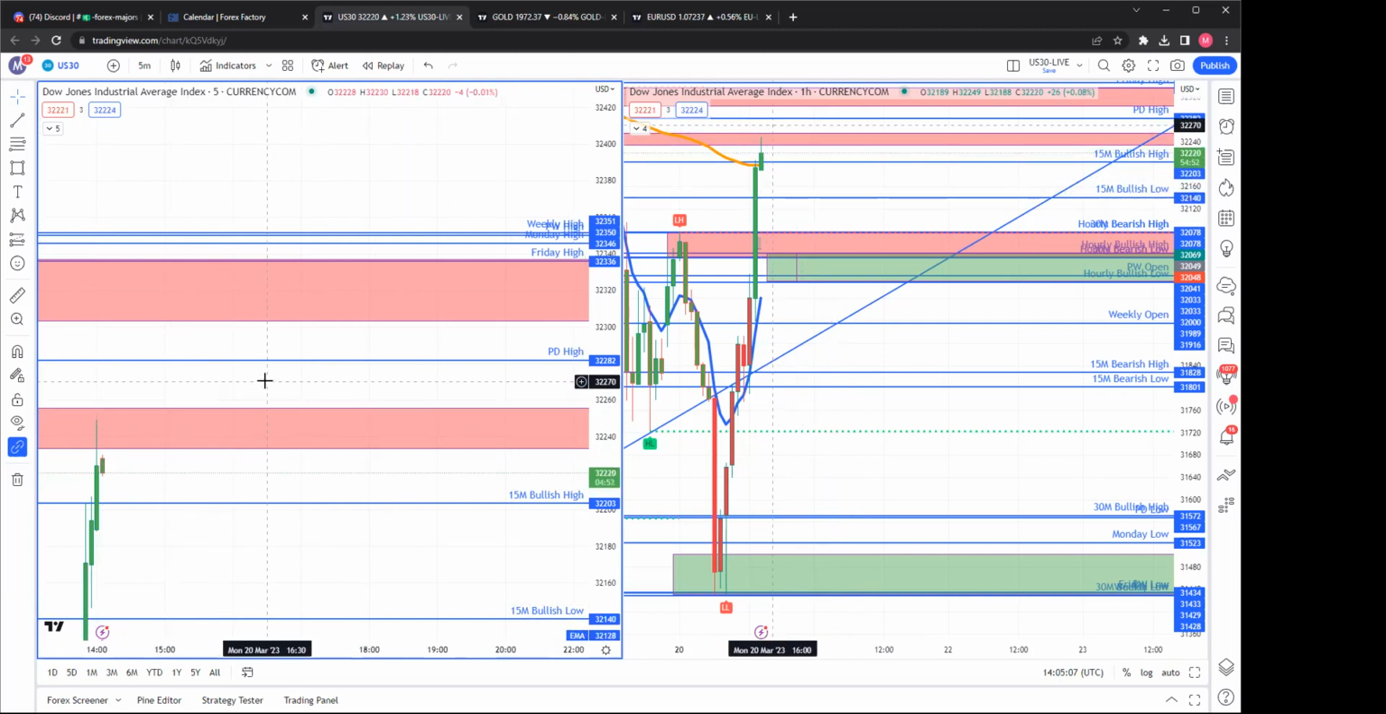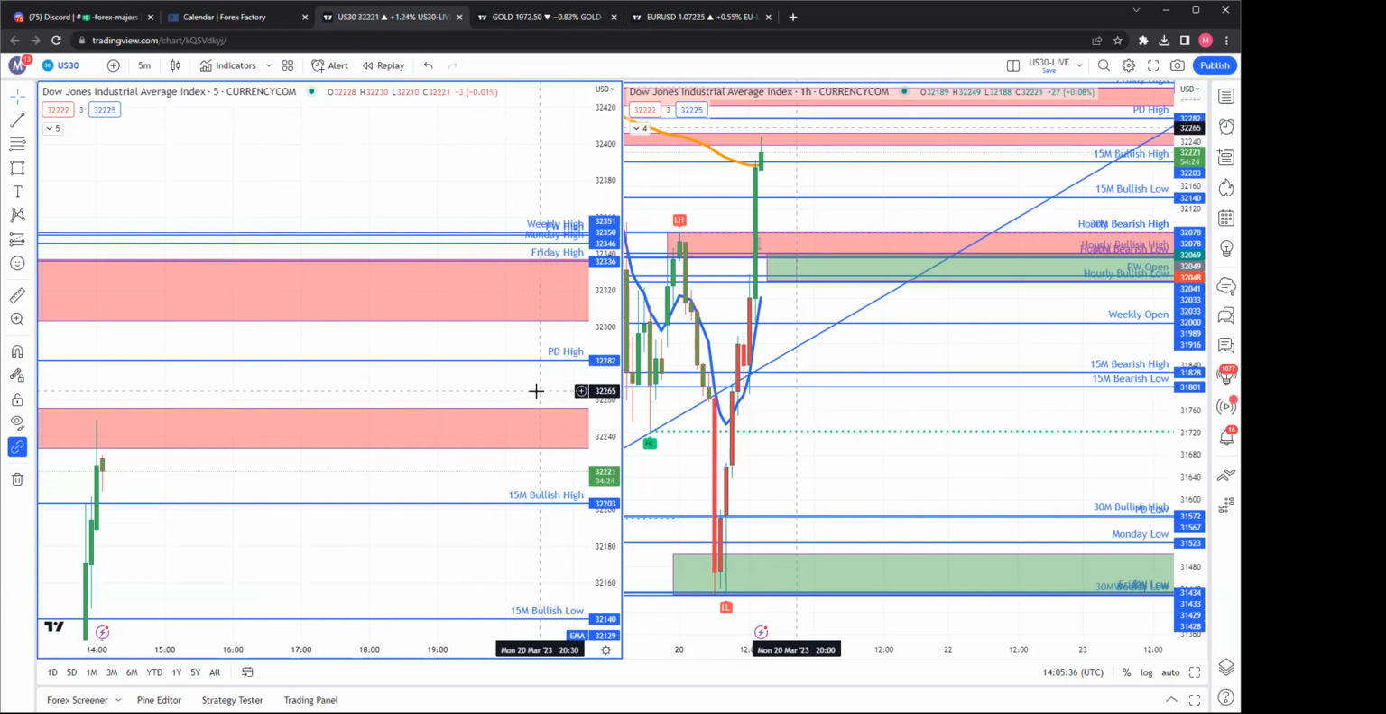Then I have a Monday high and Monday low. Monday open is going to coincide with weekly open, so you don't have to have a Monday open. And then I started testing out a Friday high and Friday low because Friday is ideally a manipulation day, and Friday highs and Friday lows have been helping us catch trades. So whether you want to do those markups or not, those are the markups I use. Also I have a previous daily high and previous daily low.